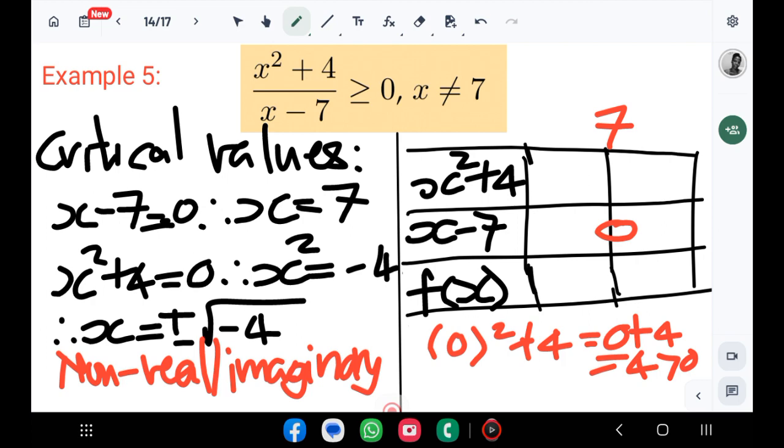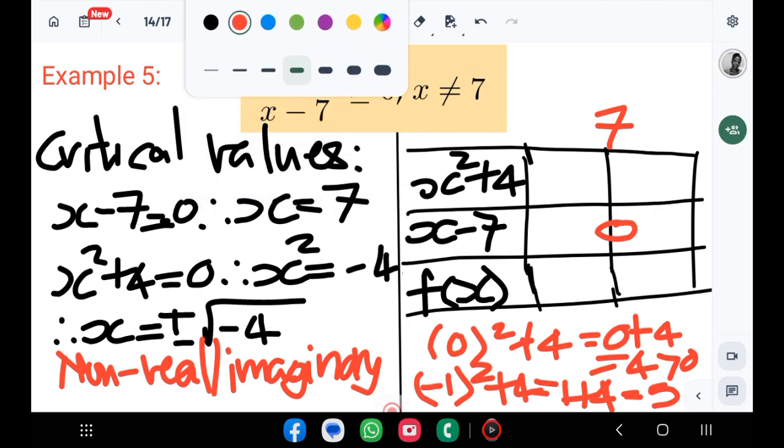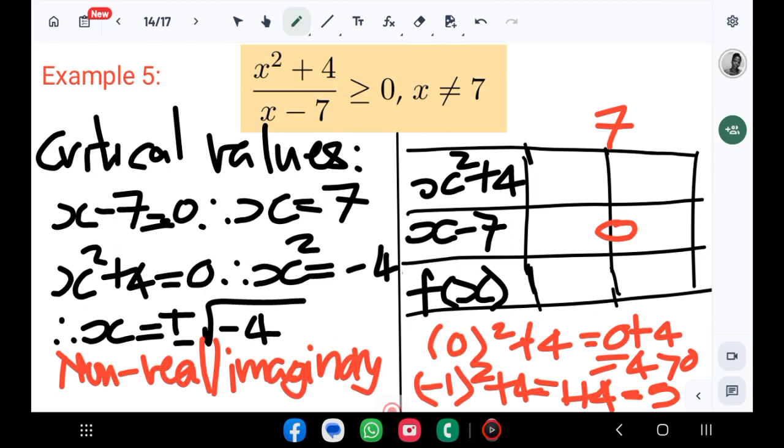Now, what happens when we put in a negative number? Negative 1 squared plus 4 is simply 1 plus 4, because negative 1 squared is 1, which makes it positive. Plus 4, which is 5. So see, this is never negative. It's always positive everywhere, and that helps us with the sign. So this is positive everywhere.